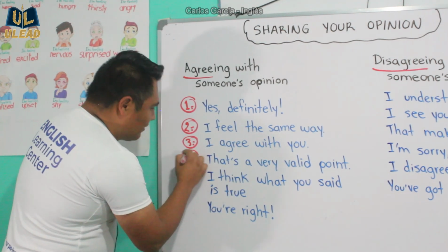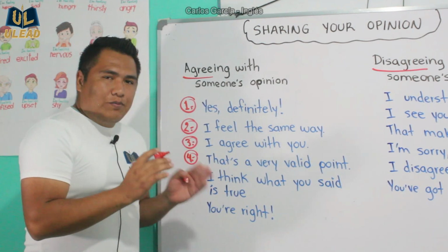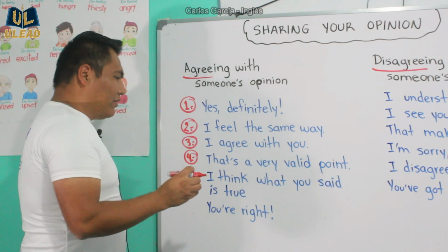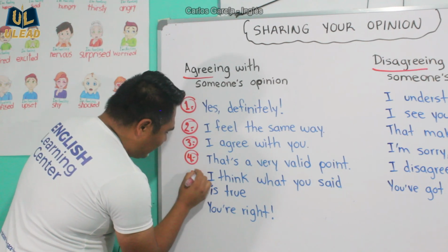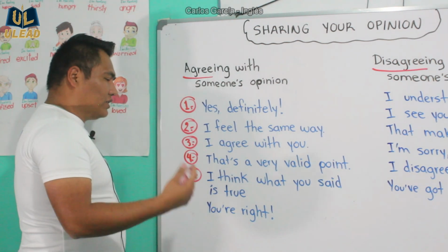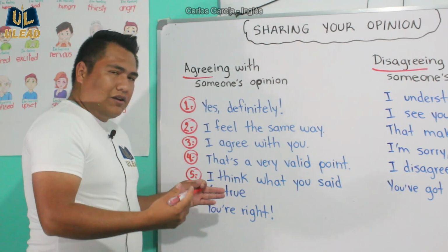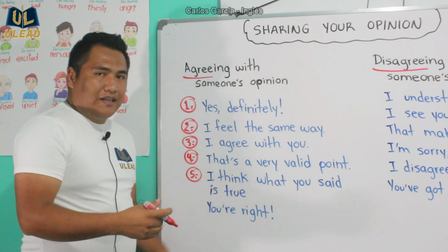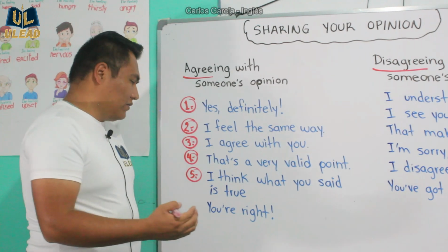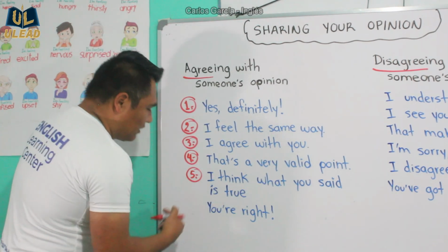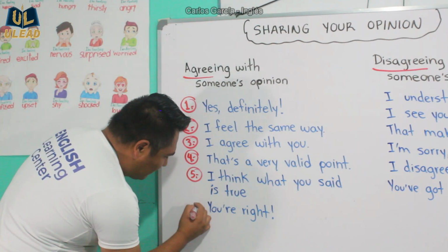Number 4, that's a very valid point. That's a very valid point, okay? It's a good point there, okay? Number 5, I think what you said is true, okay? I believe that what you said is something true, okay? I think what you said is true. That's another way how you can express your opinion.